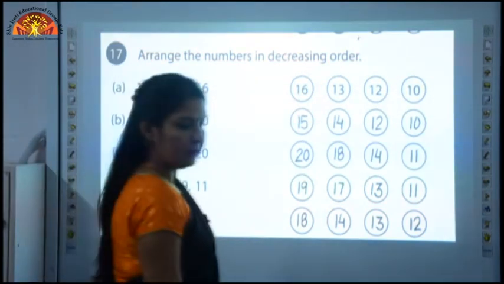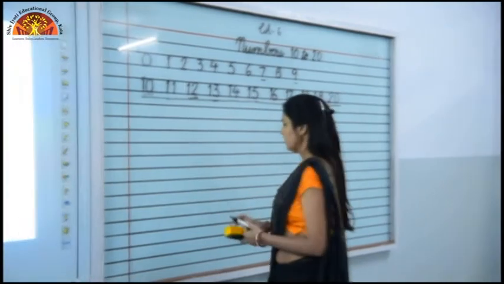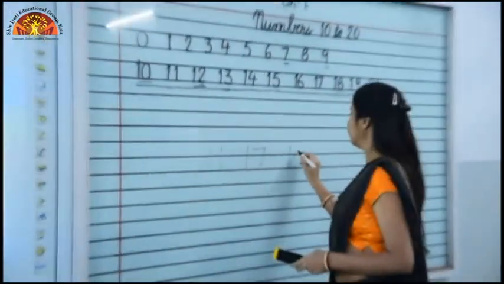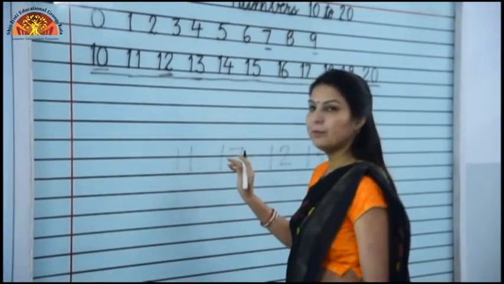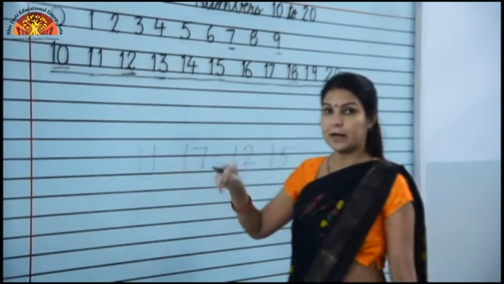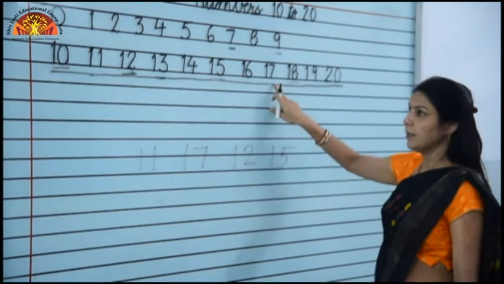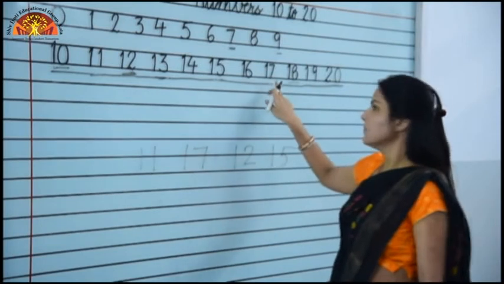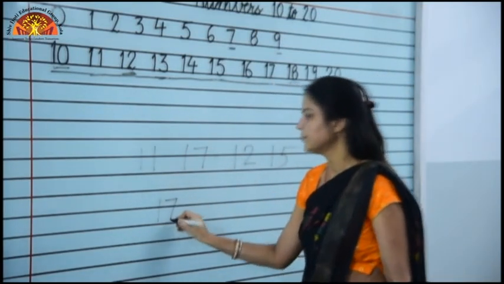Let's see. I am writing again few numbers on the board. These are 11, 17, 12 and 15. Now you have to find out bigger number among all these numbers. The number which is farther from 0, that will be bigger. So you can see in the counting 17 is farther from 0. So that will be bigger.